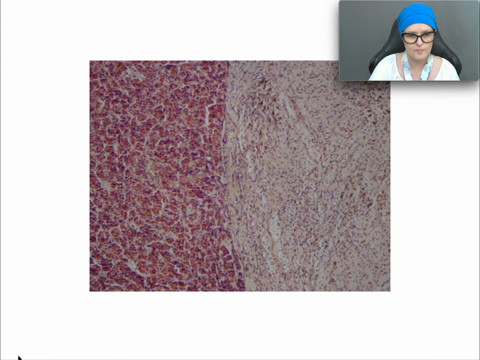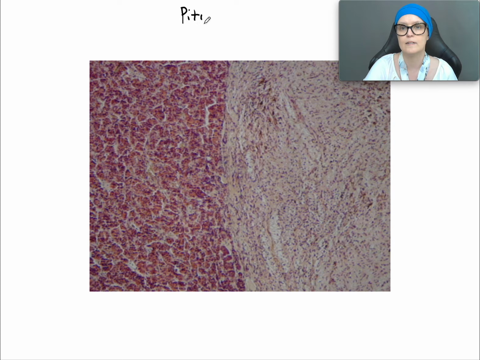Let me turn the pen on. No, that's not what I want. Here we are. Black. Okay. So this is the pituitary gland. And again, I am writing with my mouse, so I apologize. That's a G.